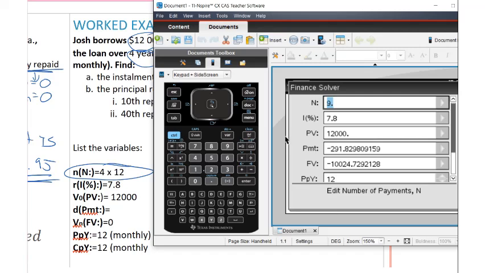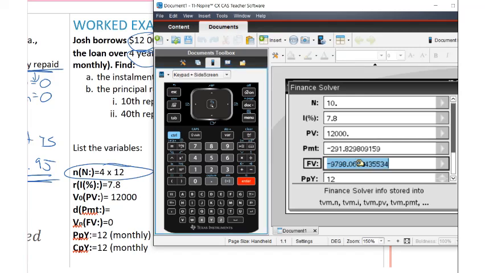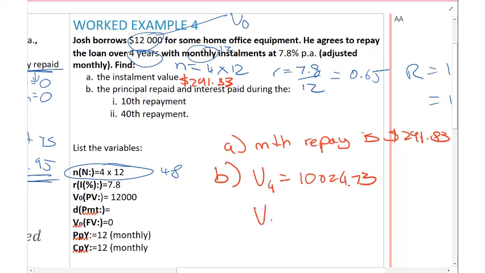If I put 10 up here, so I put 10 there, and go to FV because that's what I want to find out now. That's my VN. It's now 9798, because clearly I can't read properly either. 9798 and 6 cents. Okay.